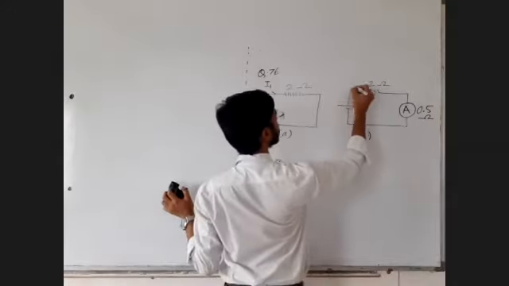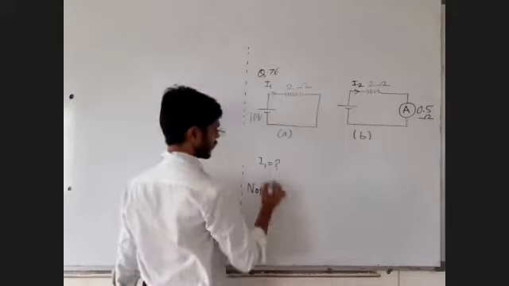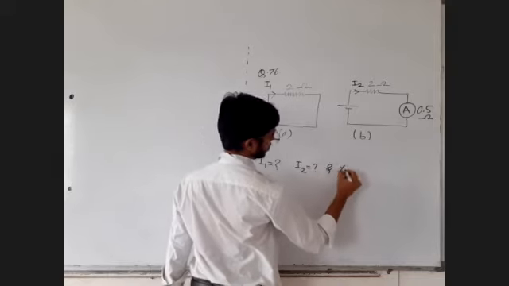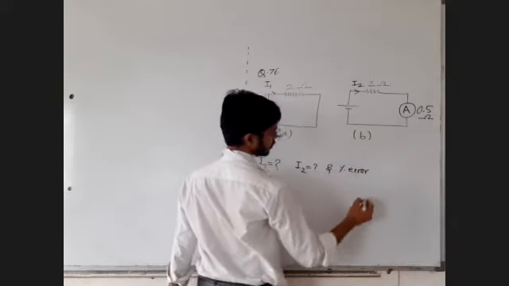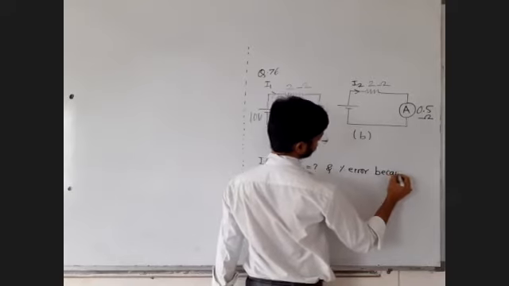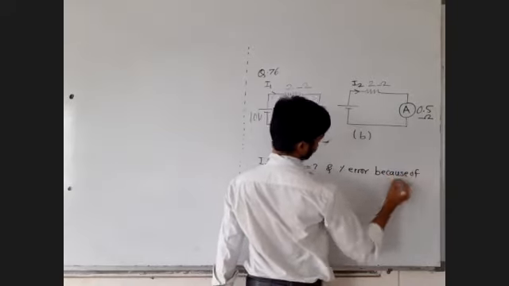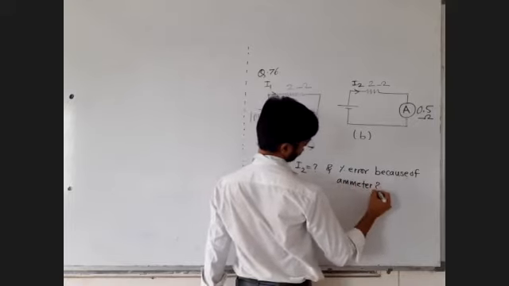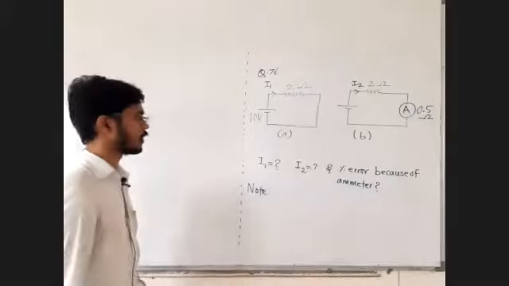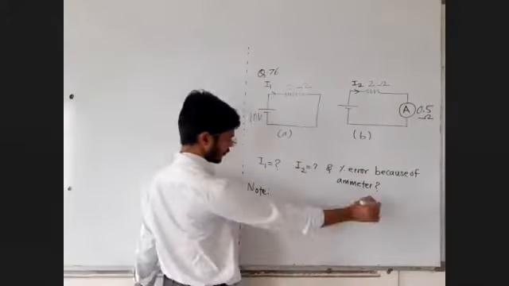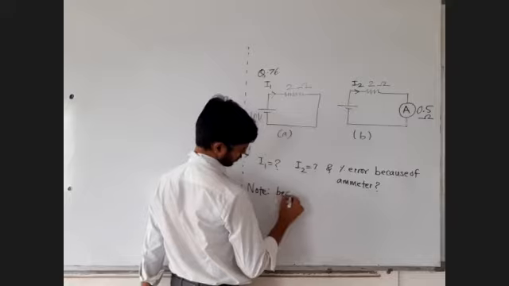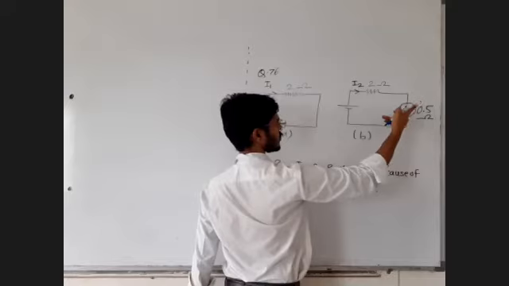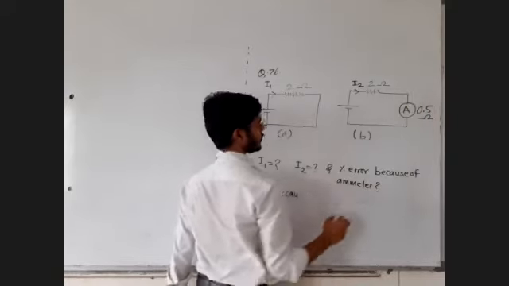So let us write a note. Let us write here current as I2. I1 equal to question mark, I2 equal to question mark, and percentage error because of the ammeter is equal to question mark. Now let us write a note. Write down, because the ammeter is to be connected in series, cut the branch whose current you want to measure, and then you have to put the ammeter.